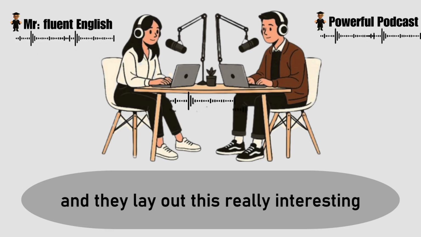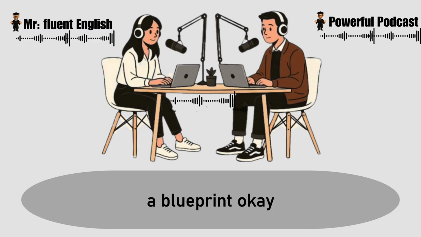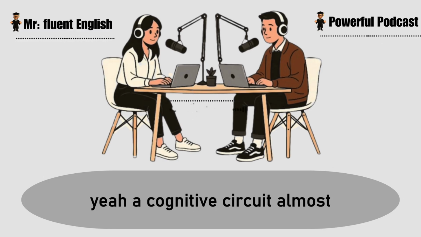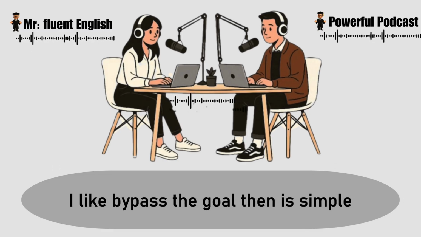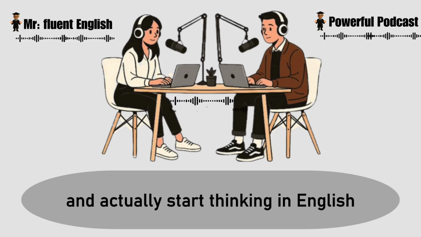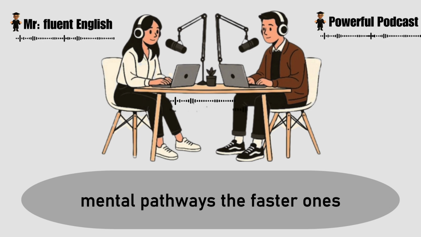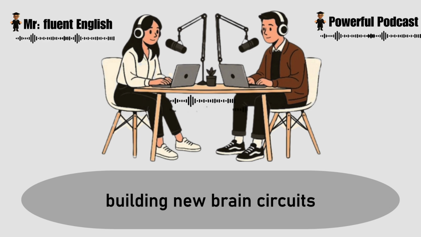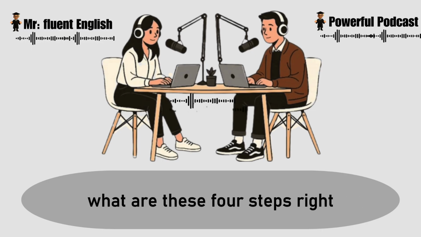And they lay out this really interesting structured approach. It's like a 4-step blueprint. A blueprint, okay. Yeah, a cognitive circuit, almost. It's designed to help you basically bypass that translation step completely. Okay, I like bypass. The goal then is? Simple, really. Stop just knowing English rules and actually start thinking in English, building completely new mental pathways, faster ones. Building new brain circuits. Okay, let's map this out then. What's the route? What are these 4 steps?